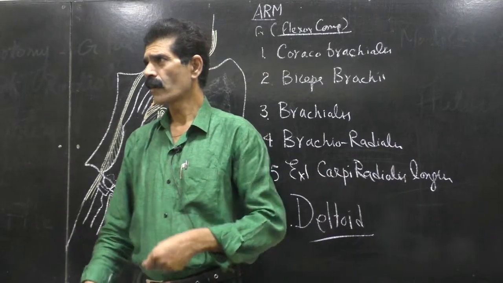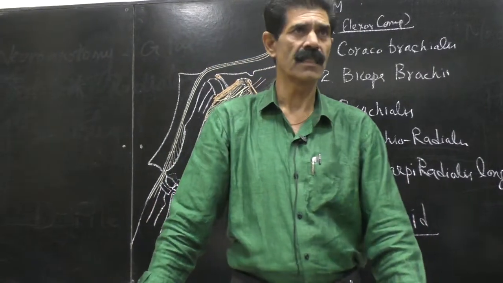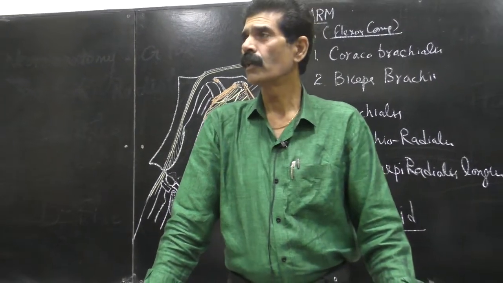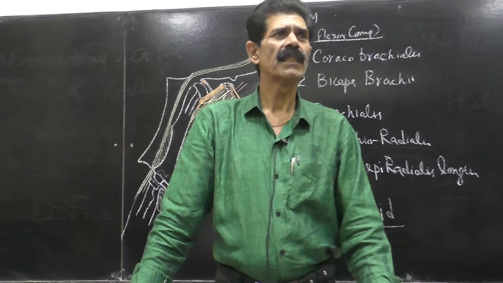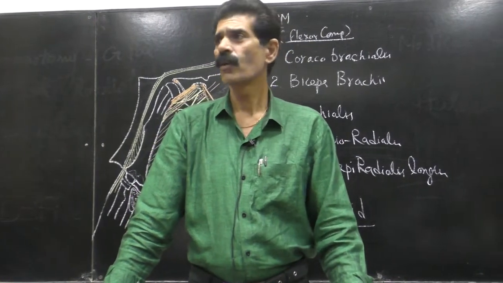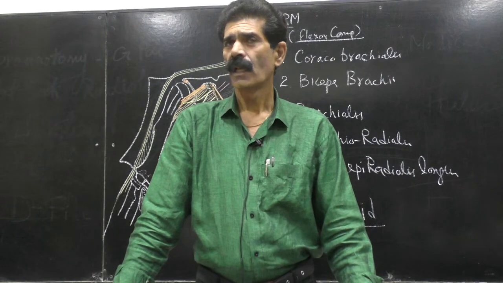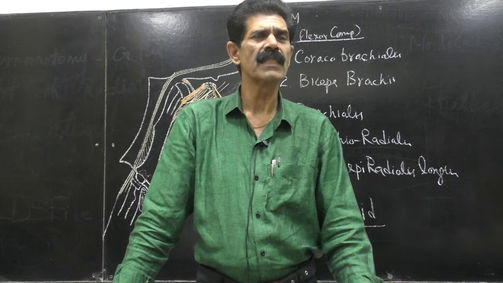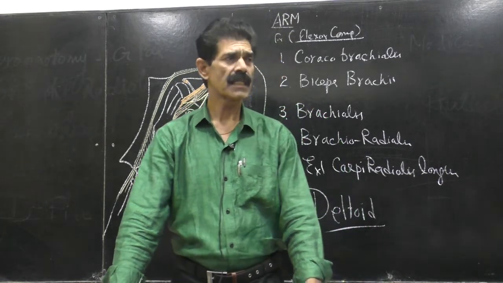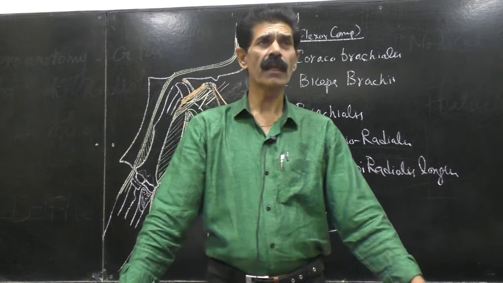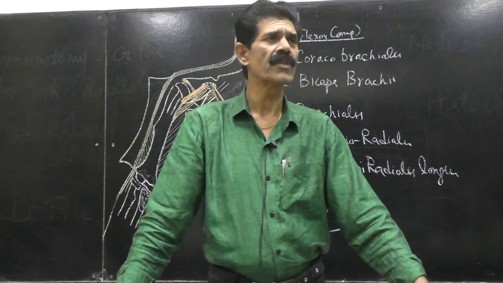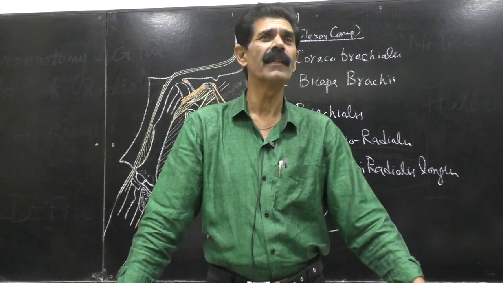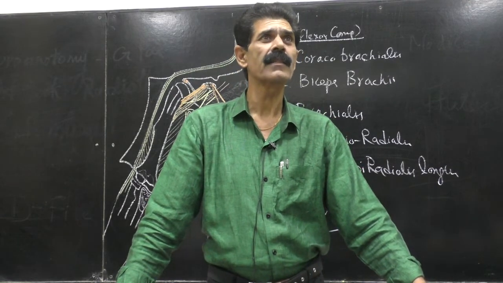For the origin of the long head of the bicep, you have to remember three words. Number one, it is tendinous. Number two, intracapsular. Number three, extrasynovial. Write down. Whenever anybody asks you what is the specialty of the origin of the biceps muscle, it is tendinous. Intracapsular, it goes inside the fibrous capsule of the shoulder joint. Despite being inside the capsule, it is outside the synovial membrane, that is called extrasynovial.